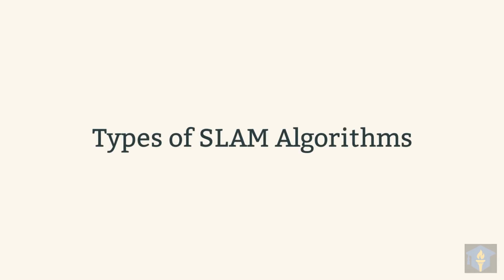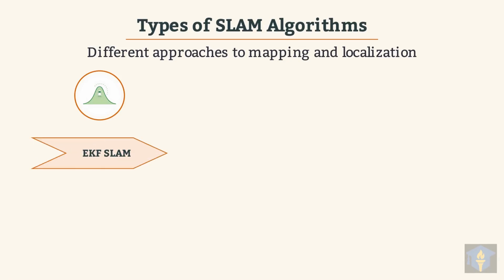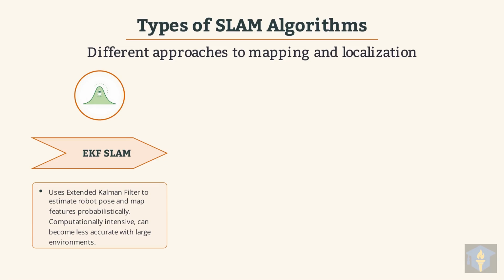Let's explore the different types of SLAM algorithms, each offering unique approaches to mapping and localization. These algorithms represent various methodologies and techniques used to simultaneously build maps and localize robots. First, we have EKF-SLAM, which utilizes the extended Kalman filter for probabilistic estimation. It estimates robot pose and map features probabilistically, but can be computationally intensive and less accurate in large environments.